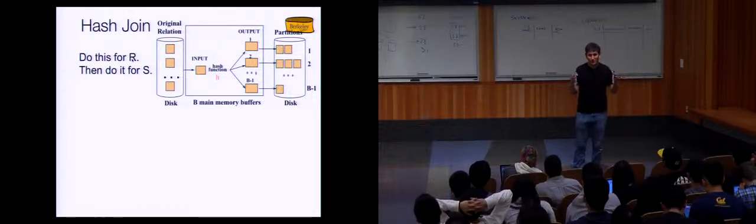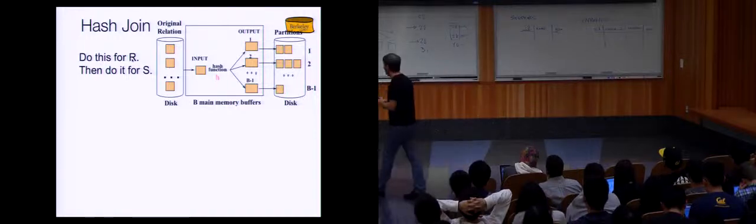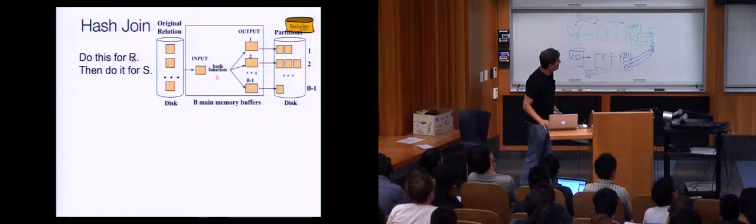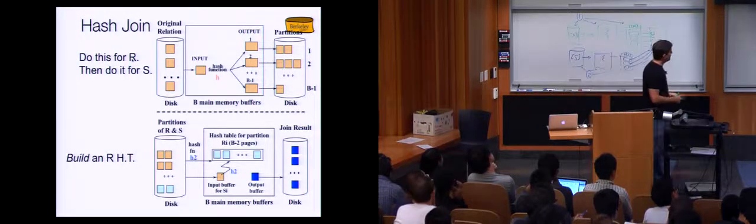So you can just take these partitions and join up the partitions that have the same hash value. So we really just divide and conquer, very straightforward. So you do this for R, you do it for S, and then you're going to build a hash table just on R in memory.